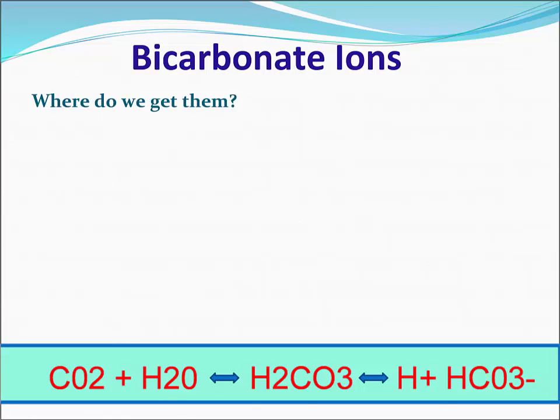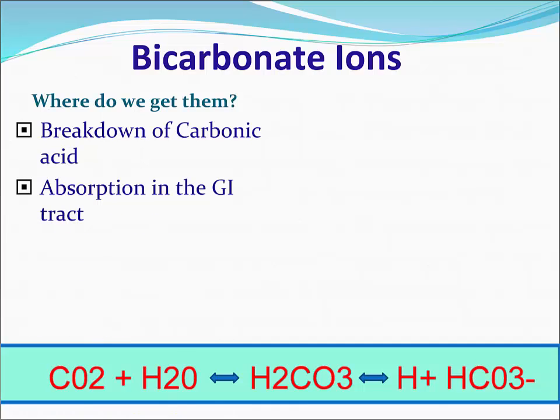Okay, so now we're just going to look at some of the components in this carbonic anhydrase equation. We'll start with the bicarbonate. Bicarbonate ions, where do we get them from? Well, as you can see from this formula, we get them from the breakdown of carbonic acid.